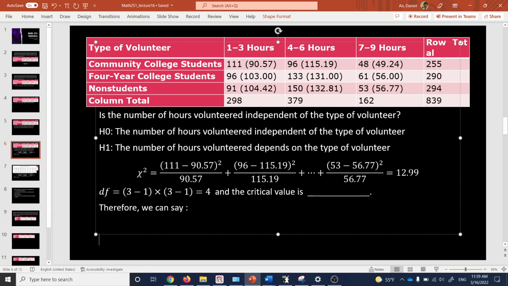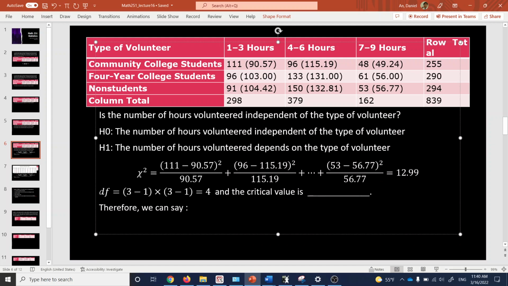If this number is not big enough, then we say this doesn't really prove that being a non-student or student changes the way you volunteer. It doesn't mean that there is no effect. It just means that our data is not strong enough to prove it statistically.